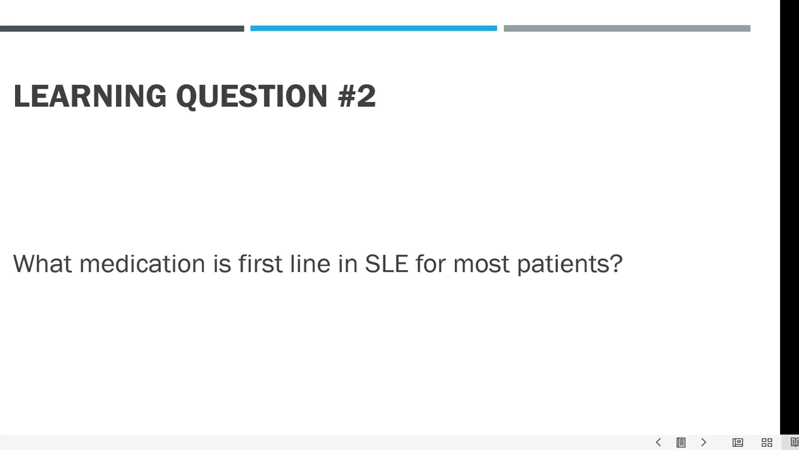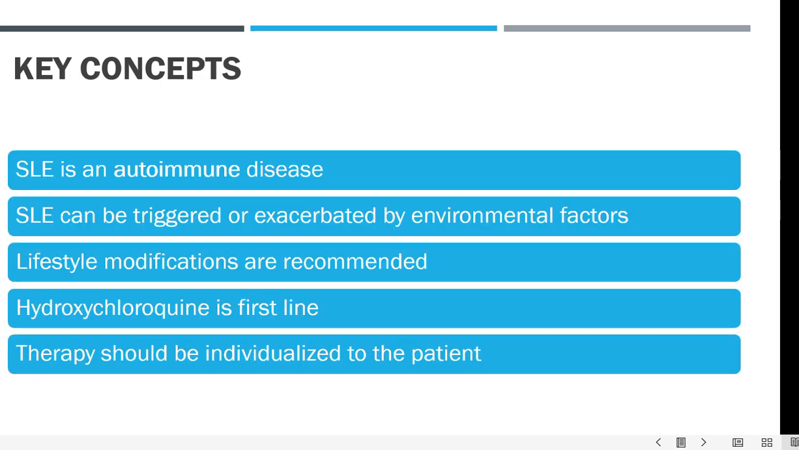So thinking about our key concepts. SLE is an autoimmune disease of unknown cause. It can be triggered by a number of factors that we've gone over, so environmental and some genetic. Some of our environmental factors are modifiable for our patients, and lifestyle modifications are recommended as part of their treatment to help improve patient quality of life. Hydroxychloroquine is our first line agent, and therapy should be individualized to the patient.